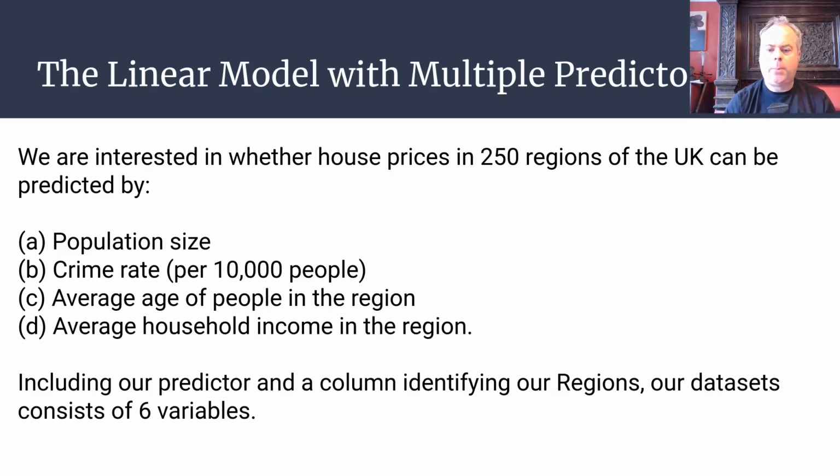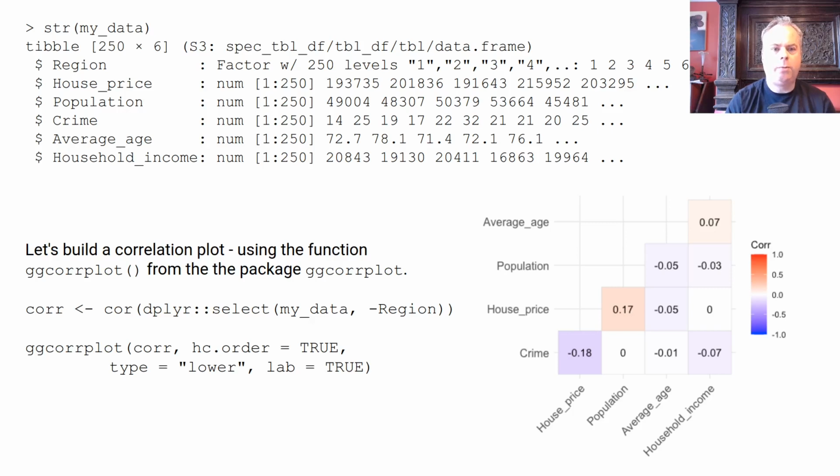Including our predictors, our outcome, and a column identifying our regions, we'll end up with 6 variables in our data set. So we've got region, house price, that's our outcome variable, population, crime, average age, and household income. The first thing we might want to do is look at the possible correlations between each of the 5 core variables in our data set. The 5 core variables will be our outcome plus our 4 predictors.